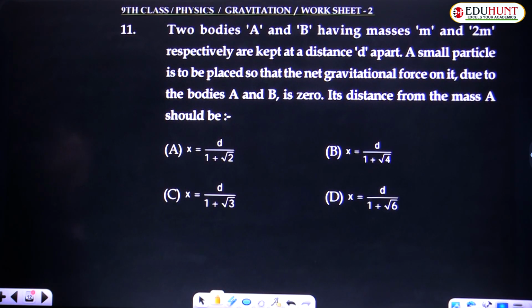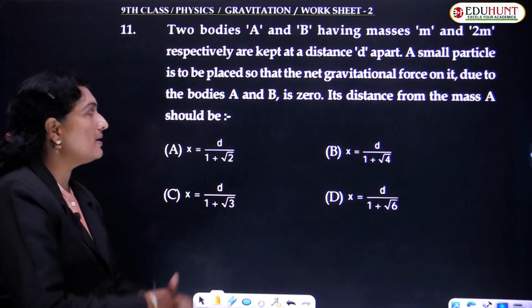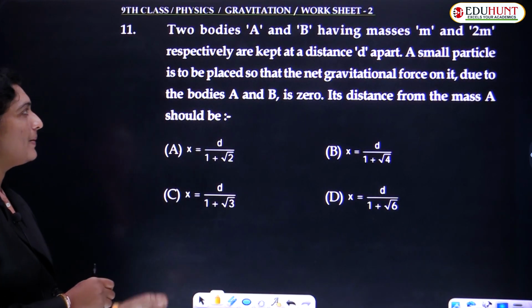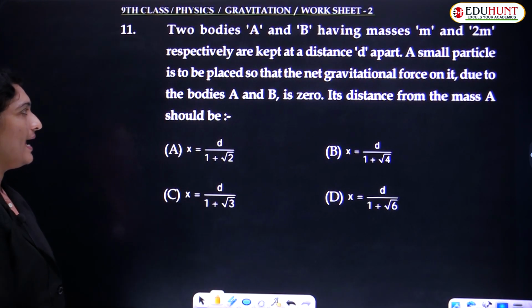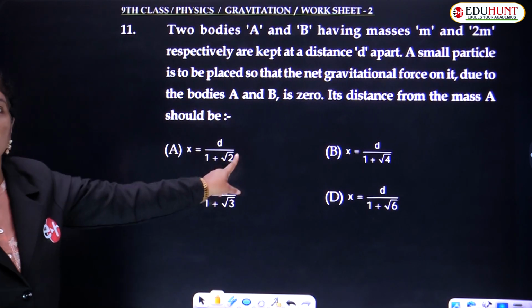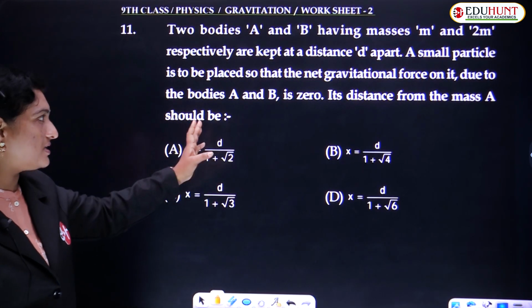Let us look at the 11th question, children. Two bodies A and B having masses m and 2m respectively are kept at a distance d apart. A small particle is to be placed so that the net gravitational force on it due to the bodies A and B is 0. This model we have already solved in worksheet number 1, children.